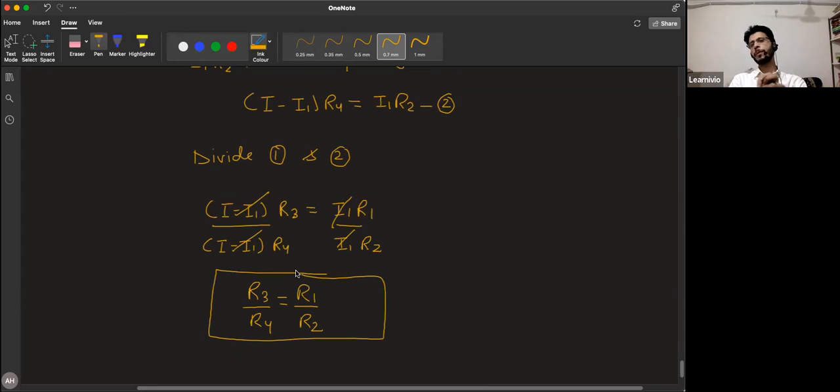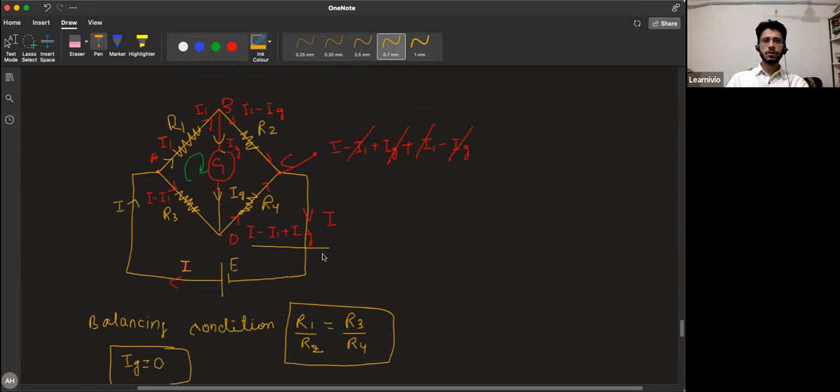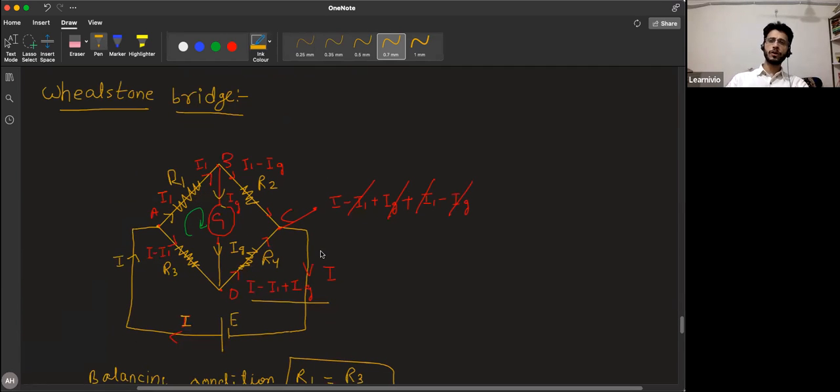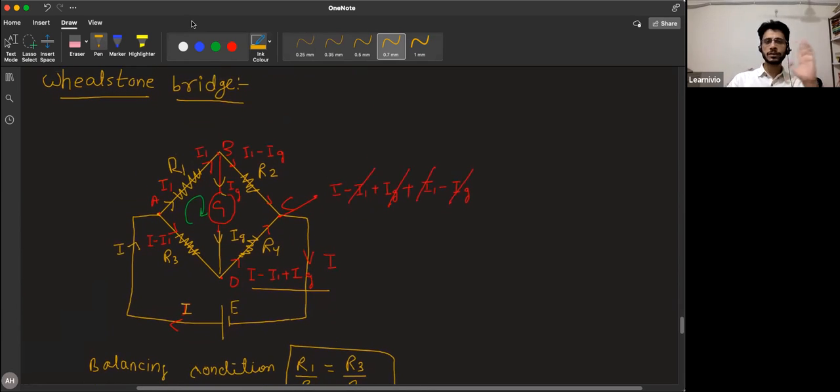This is how we derive the balancing condition using Kirchhoff. This is again an important derivation. This calculation is not helpful in numericals, but yes, it's a derivation. It's usually a 3-marker question. Just note it down. Then we'll start our JEE and NEET revision.